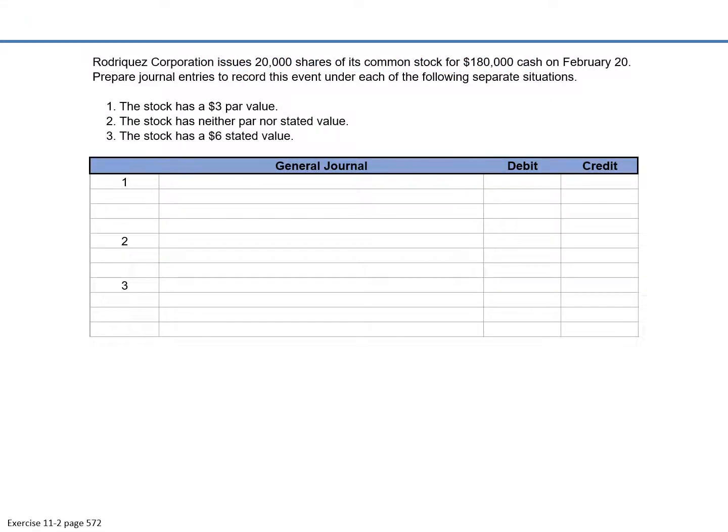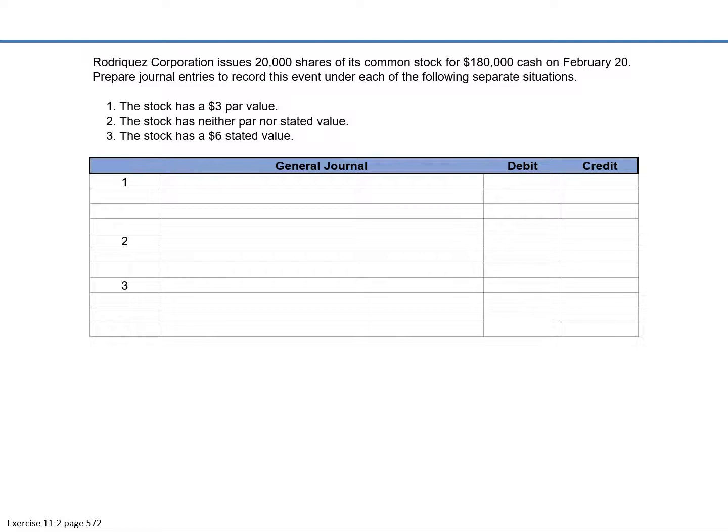Exercise 11.2. Rodriguez Corporation issues 20,000 shares of common stock for $180,000 cash on February 20th. Prepare the journal entries to record this event under each of the following separate situations. So stock has $3 par value, so let's do that one first.